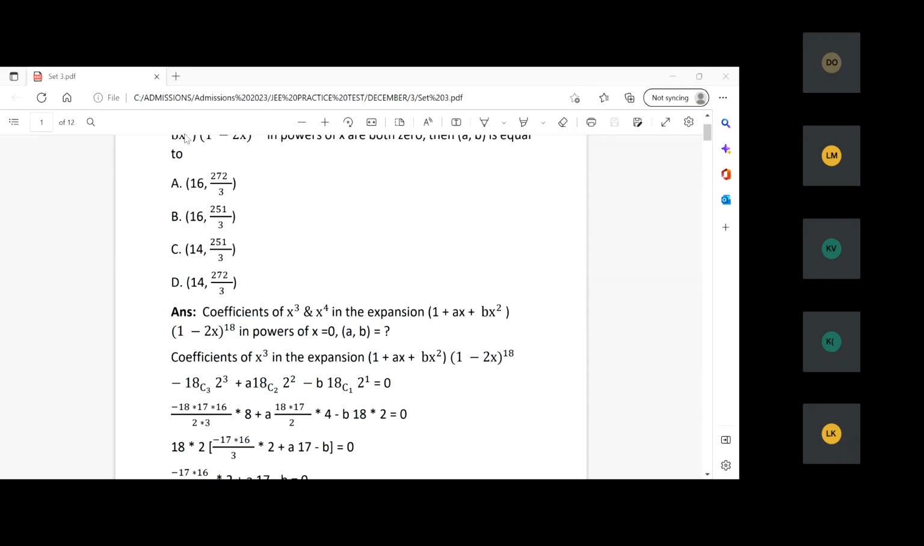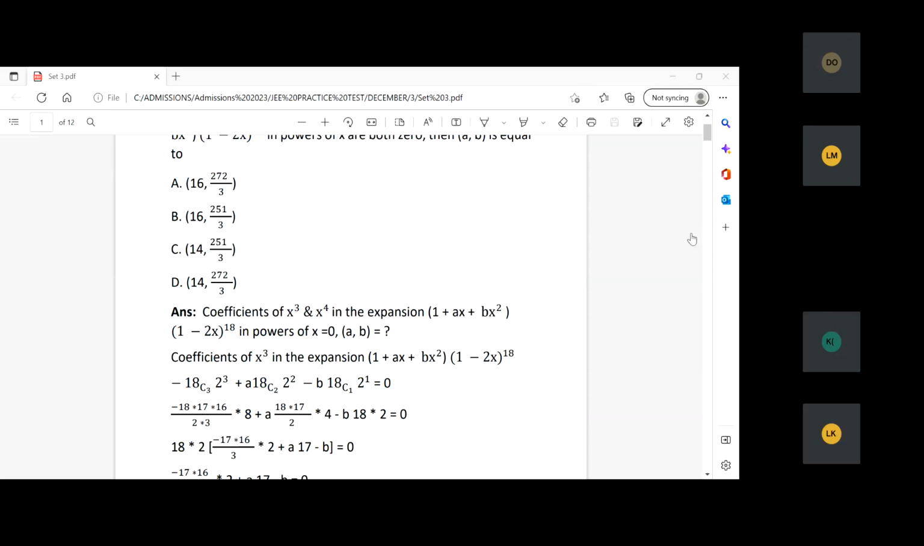And here in the options, you can see it's very confusing. There is 16 and 14, 272 by 3, 251 by 3, 251 by 3, 272 by 3. So it's either 16 or 14 for a, and either 272 by 3 or 251 by 3. So which is the combination? That is something you need to find out.